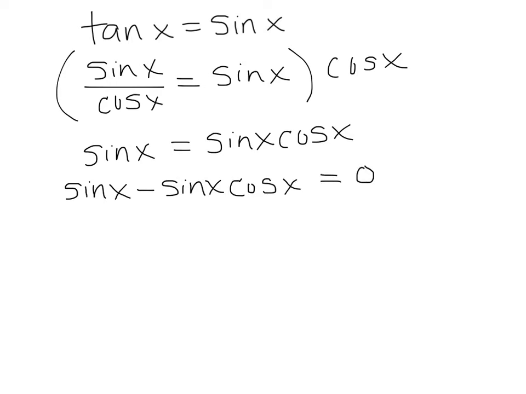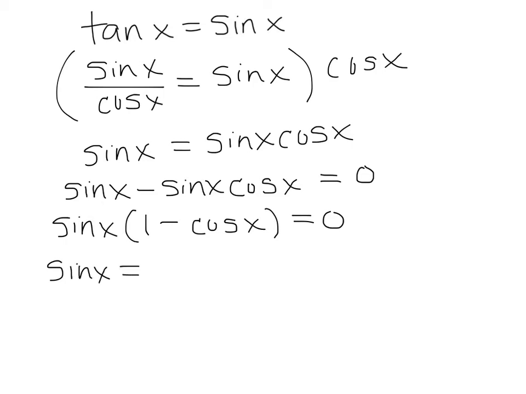Whenever I have two terms, I often look for the GCF. If you notice, both terms contain sine of x. Factor it out. I have sine of x times 1 minus cosine of x equals 0. I am now factored and can set each piece equal to 0. So you get sine of x equals 0. You get 1 minus cosine of x equals 0.